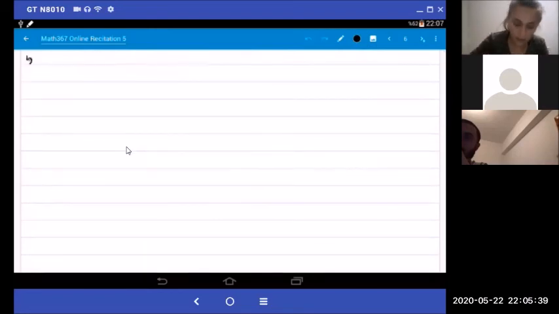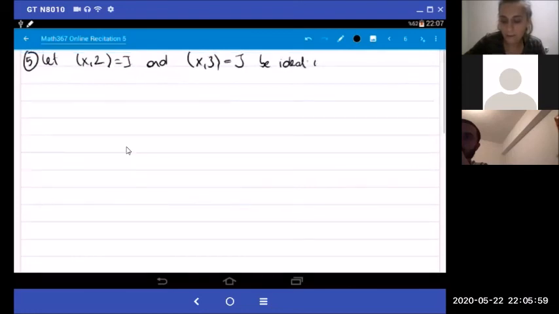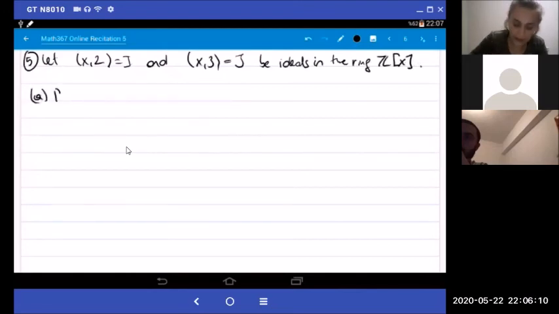I think this is the 5th question. Now let the ideal generated by x and 2 be I, and the ideal generated by x and 3, let us call it J, be ideals in the polynomial ring Z[x]. Okay, now as the first part, prove that the product ideal I times J is generated by x and 6.